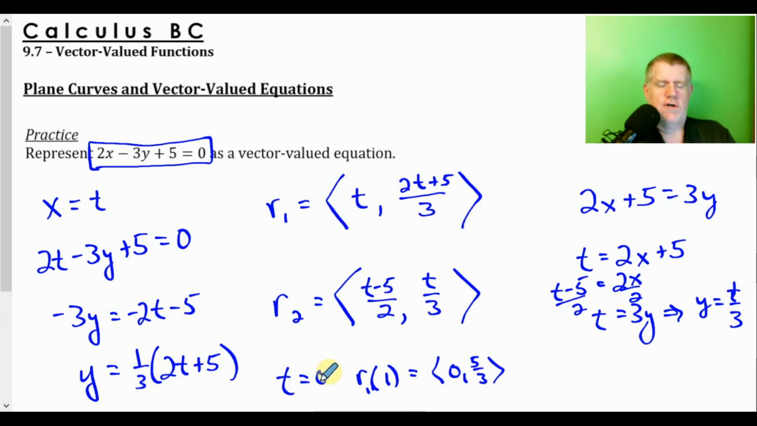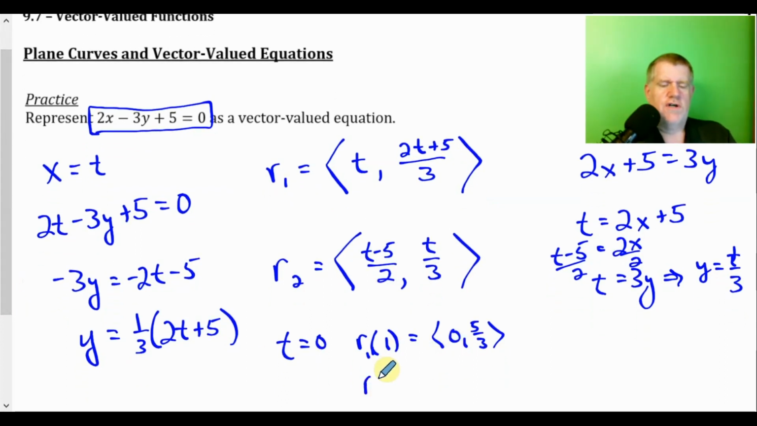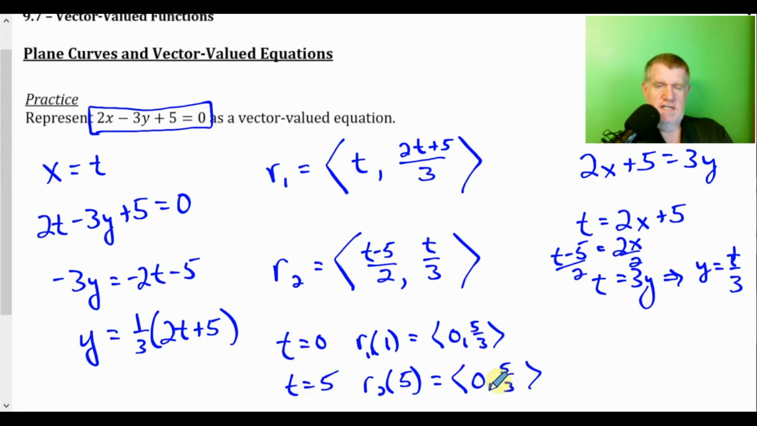So at time 0, this vector is going to be 0, 5/3. Now that's not going to happen here. For r sub 2, let me just scroll down a little teeny bit. For r sub 2, if I want to get this same value, I have to let t equal 5. If I let t equal 5, I put 5 in here. 5 minus 5 is 0. 0 over 2 is 0, 5. So you see, I generate the same points with both of these vector valued equations.